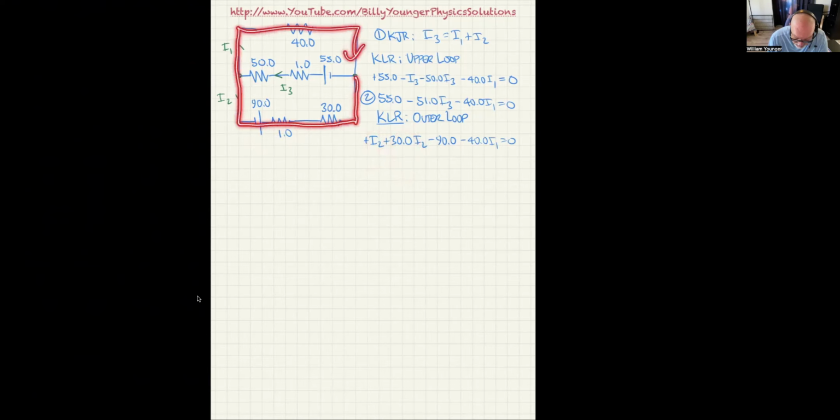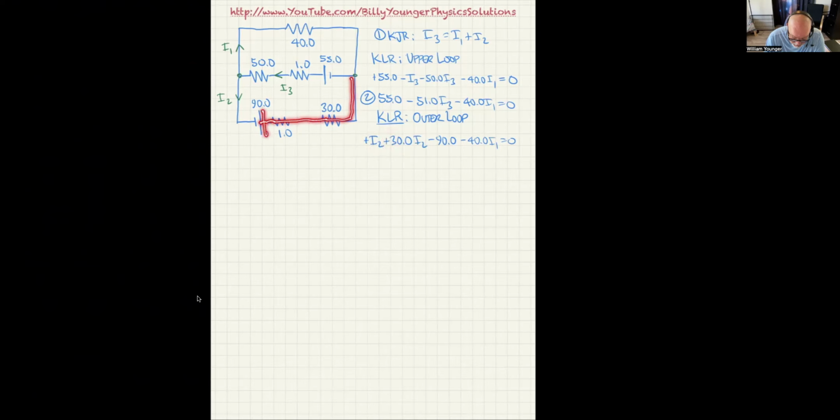And again, it is the outer loop. So that's the loop I'm doing. I should have written plus 30 I2 plus 1 I2, but for some reason I did 1 I2 first and then 30 I2. Notice we are going the opposite direction of I2, so these resistors are voltage increases. That's why I have that plus and that plus. So again, plus 30 I2 plus 1 I2.